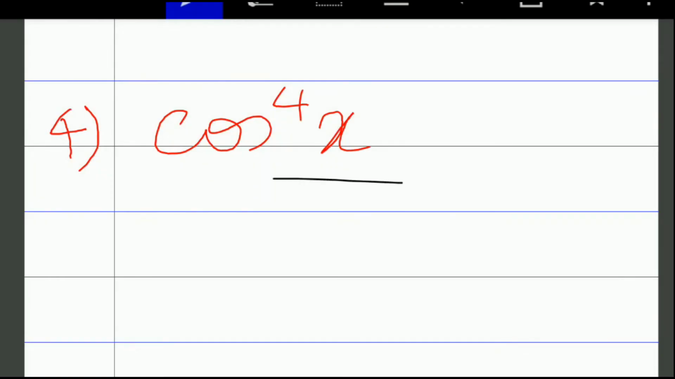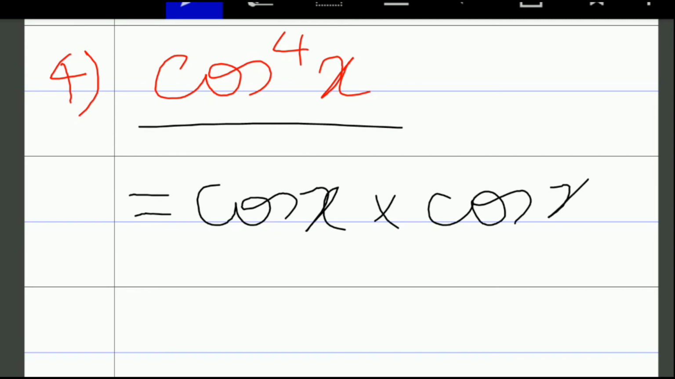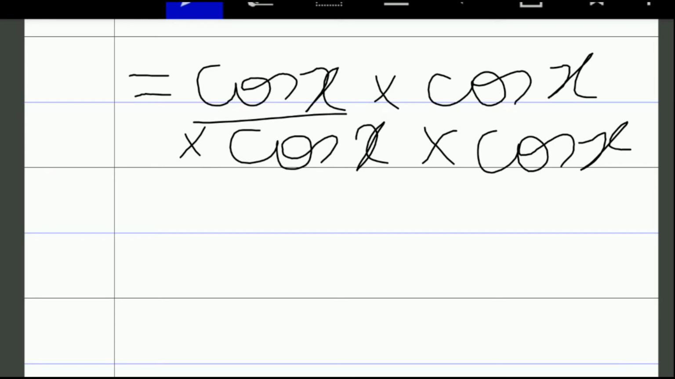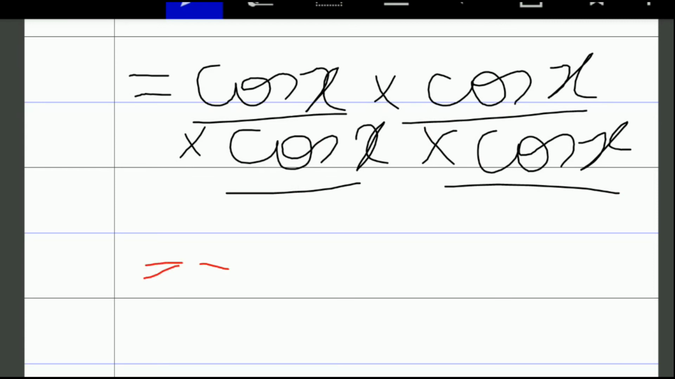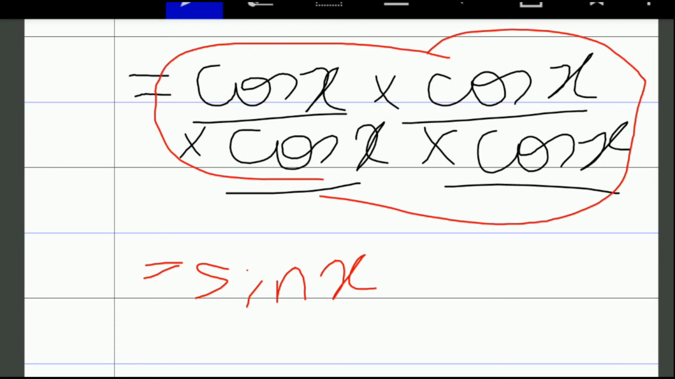The fourth example is cos raised to 4 x. Therefore, we have to convert this into cos x into cos x into cos x into cos x, 4 times. Now differentiation of cos x would be minus sin x. But solving by this becomes complex.